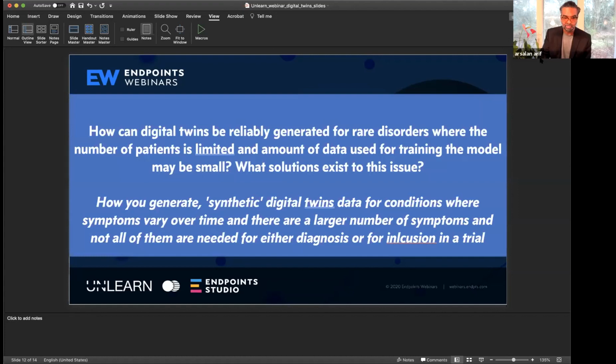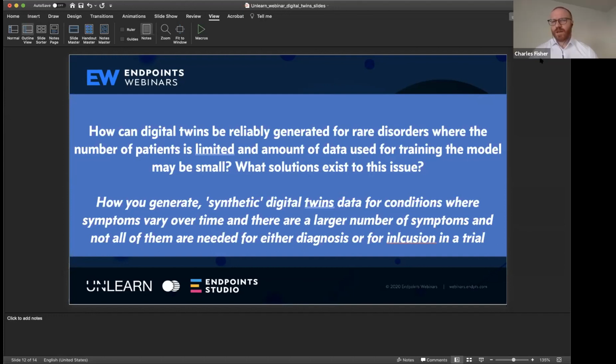Okay. All right. I try to group these together. I think you've addressed elements of these questions also. We've got about 2 minutes left and I'd like to get a little bit more of your insights here. How can digital twins be reliably generated for rare disorders? Number of patients is limited. What solutions exist to this issue? How do you generate synthetic digital twins for conditions where symptoms vary over time? These are essentially some questions that you have already answered in the past. Anything to add on these?